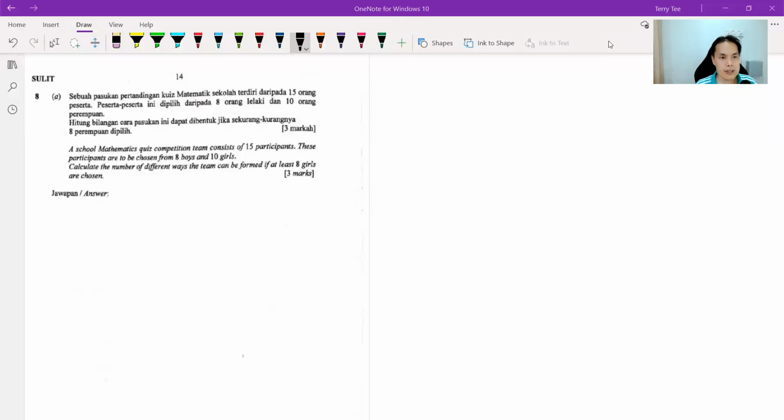Okay, question number 8. This is from permutation and combination. The first part A, is actually a combination question. So a school mathematics quiz competition team consists of 15 participants. So these participants are to be chosen from 8 boys and 10 girls. Calculate the number of different ways the team can be formed if at least 8 girls are chosen.